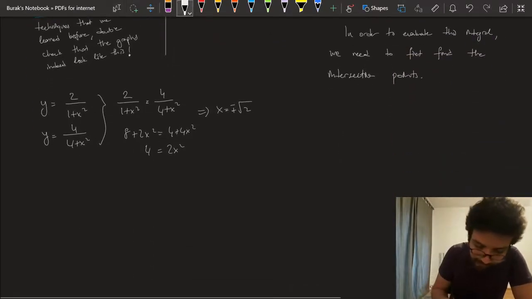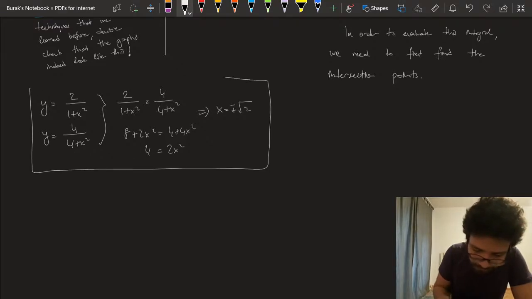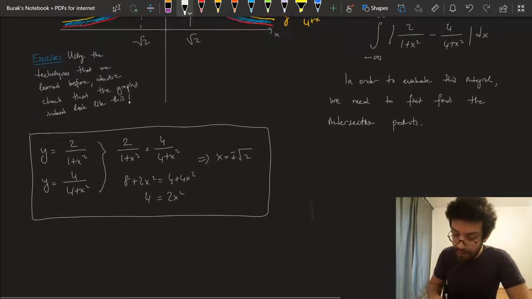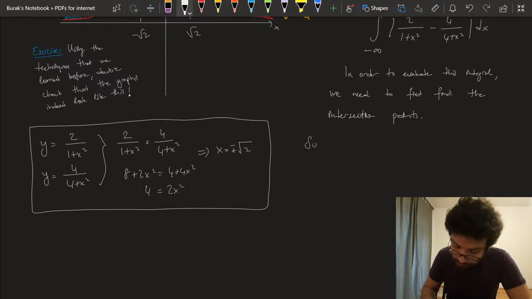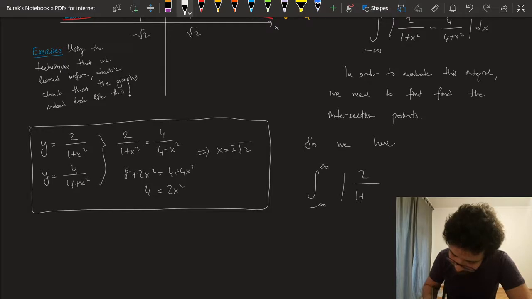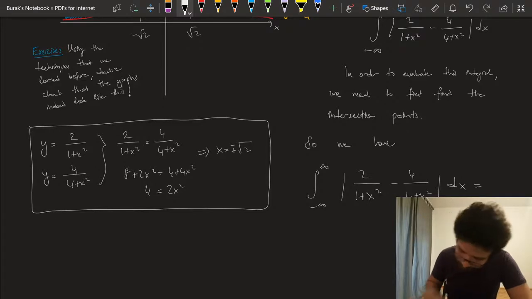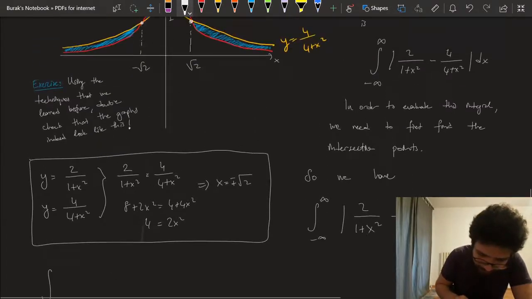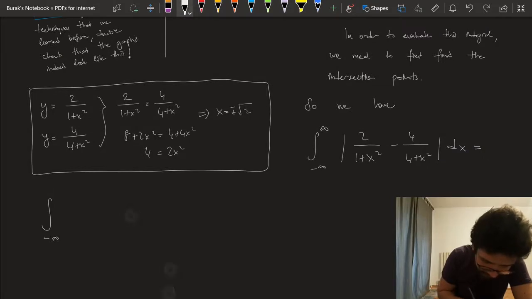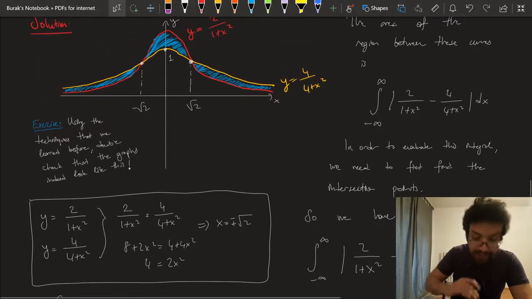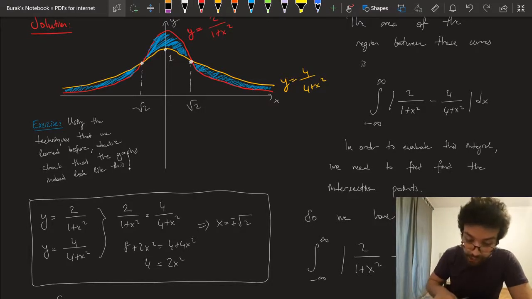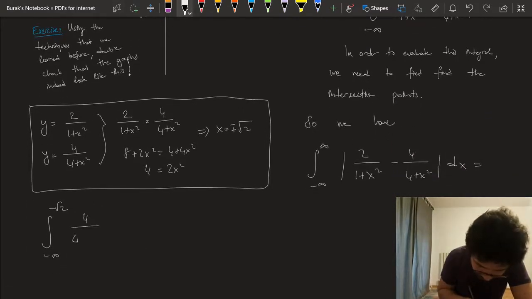Okay, now that I figured this out, I can actually evaluate this improper integral. First, let me open the absolute values up. Over the interval minus infinity to minus root 2, the top function, the function which is greater, is 4 over 4 plus x squared.